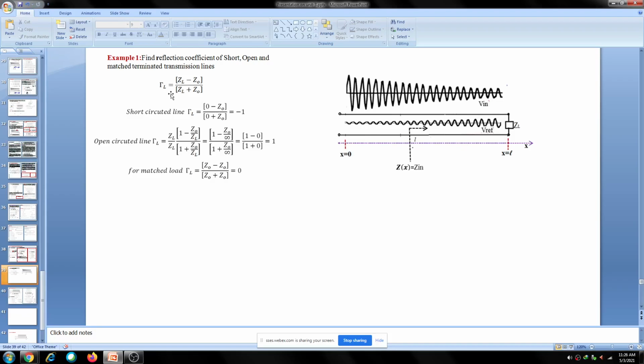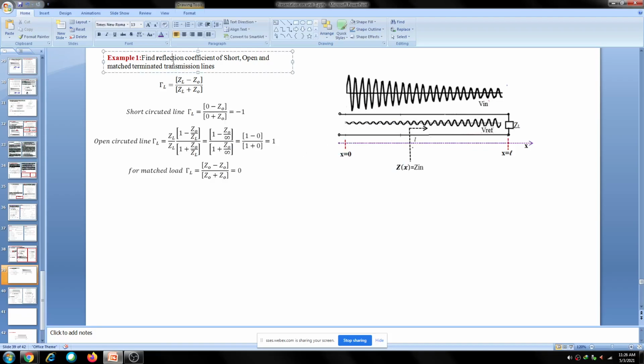Gamma L, the reflection coefficient at the load point, is given by ZL minus Z0 divided by ZL plus Z0. This is the equation we derived in the previous class. Using this equation you can find the reflection coefficient, the amplitude and phase of the reflected wave with respect to the incident wave at this position, if you know the value of ZL.